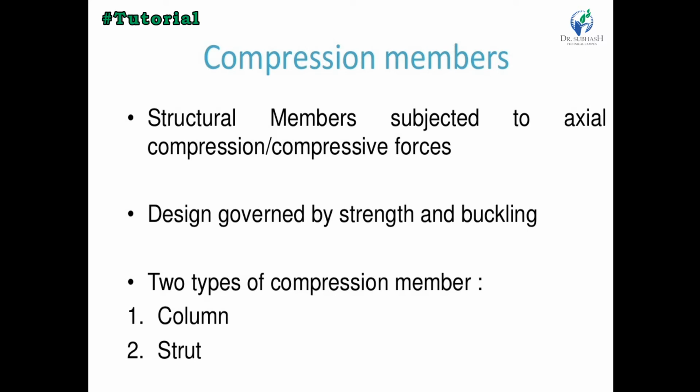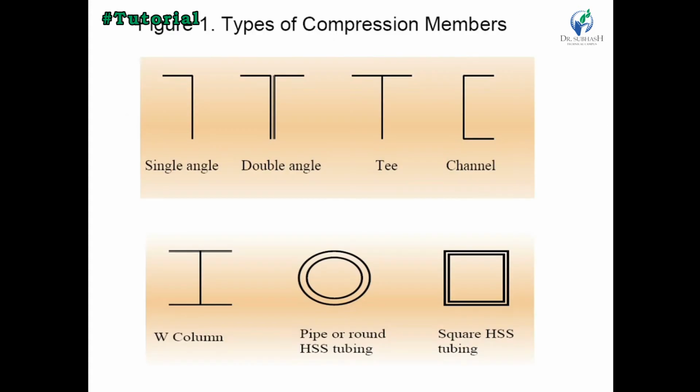So a column we can use vertically to resist compression, and a strut can be provided vertically and inclined also. A strut will be used in steel truss structures in industrial buildings. So a column will be designed as a vertical member, and a strut will be designed as an inclined member.